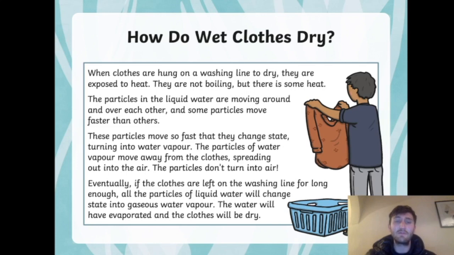The particles in the liquid water are moving around and over each other, and some particles move faster than others. These particles move so fast that they change state, turning into water vapour. The particles of water vapour move away from the clothes, spreading out into the air. The particles don't turn into air. Eventually, if the clothes are left on the washing line for long enough, all the particles of liquid water will change state into gaseous water vapour, and the water will have evaporated and the clothes will be dry.